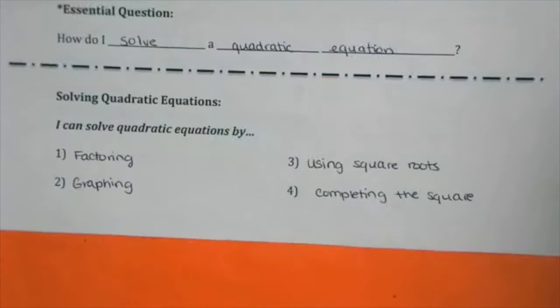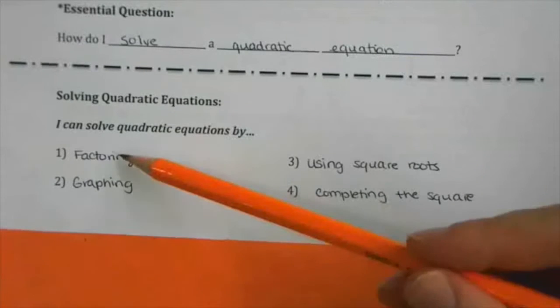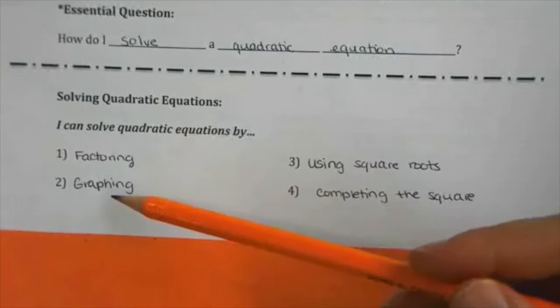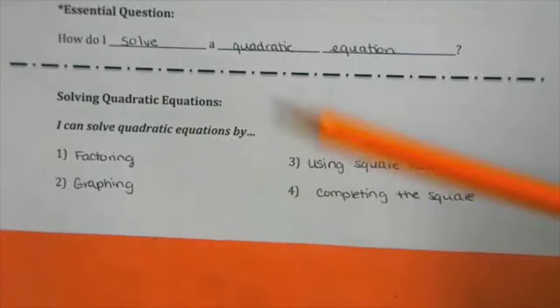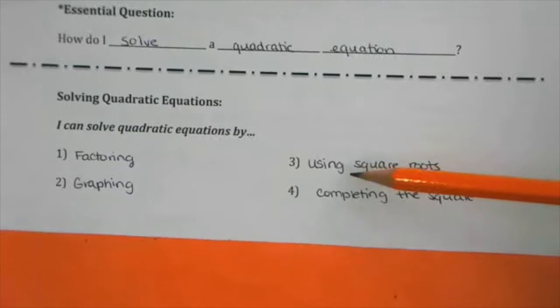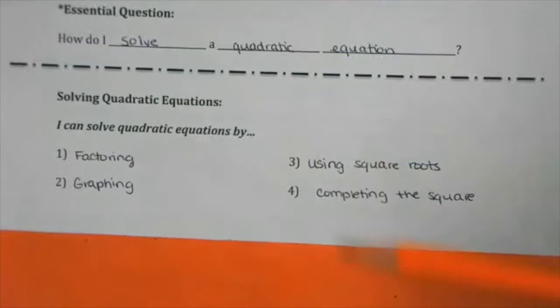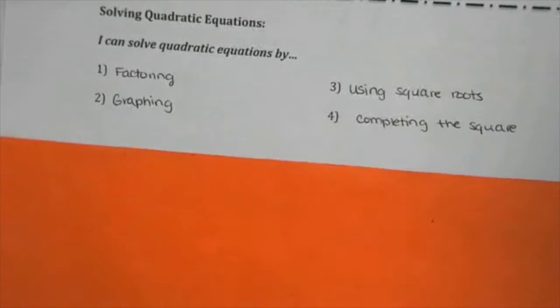A few ways that we've already learned and talked about to solve quadratic equations are by factoring, by graphing, by using the square roots. And now we're going to talk about completing the square. All right, what does that mean and how do we do it?